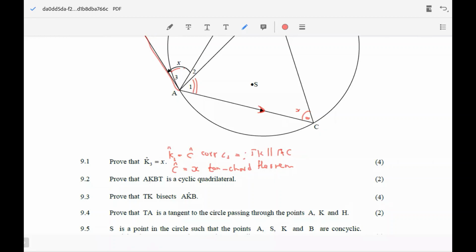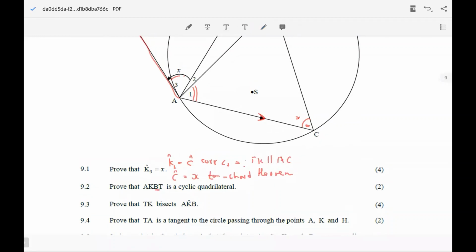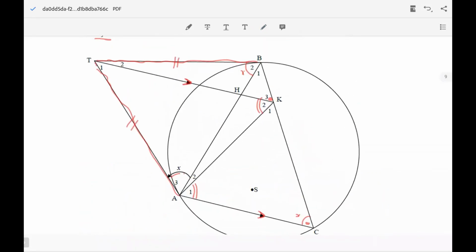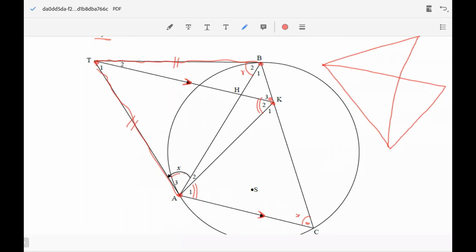Then prove that AKBT is a cyclic quadrilateral. Where is AKBT? A, K, B, T. It's a cyclic quadrilateral. So if you sketched it, it's something like this, like that, and there. So this is T, this is A, this is K, this is B. So for this to be a cyclic quadrilateral, these angles must be equal.